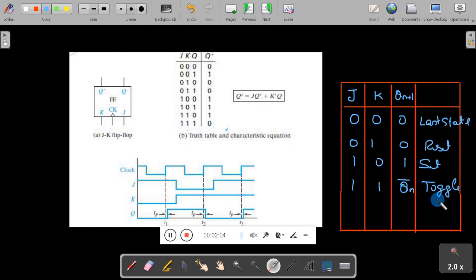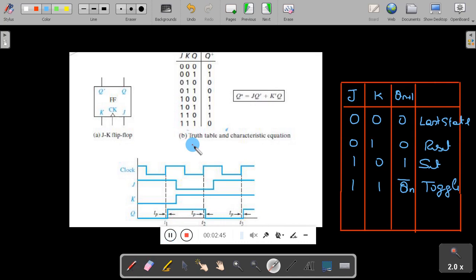If you consider JK with SR, both are the same actually, except the last condition. In the case of SR, when both S is 1 and R is 1, that condition is not allowed, and it is called an illegal condition or forbidden condition. In order to avoid that, this is the modified version of the SR, where when J is 1 and K is 1, output will toggle. So this is the truth table of JK. Now we will see the characteristic equation and the timing diagram of JK.